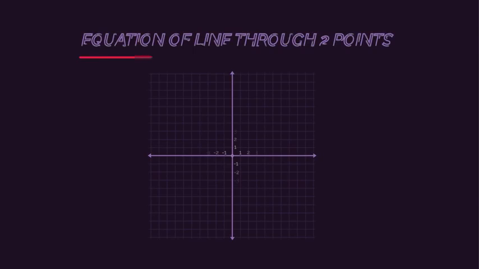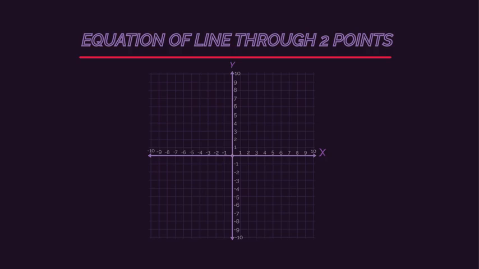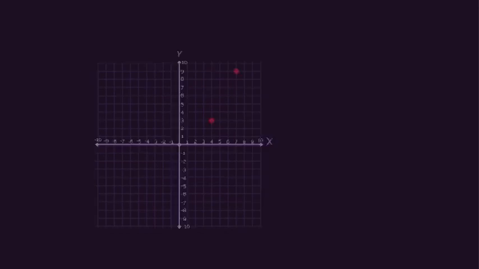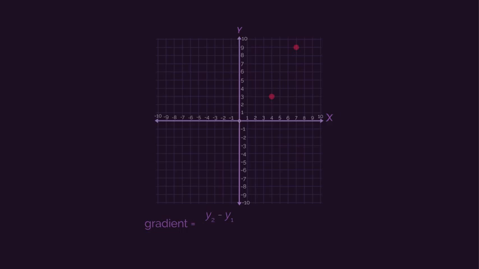So we want to find the equation of the line that passes through these 2 points. So we start by finding the gradient of the line. We have our standard gradient equals rise over run, or change in y over change in x equations. Or there is another really simple equation we can use, y2 minus y1 divided by x2 minus x1, which is just the difference between y values divided by the difference between the x values.